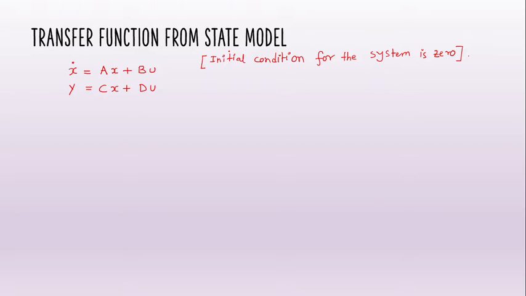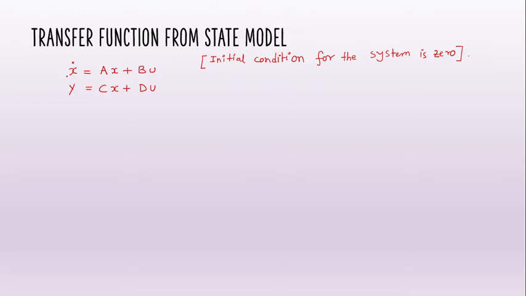And by definition, we know that the transfer function is in the S domain, that is, the Laplace domain. So we have to take the output and input. That means the output is Y(s) and the input is U(s). We have to take the Laplace transform of both of them, and if we take the ratio, that will be our transfer function, considering the initial condition of the system is 0.